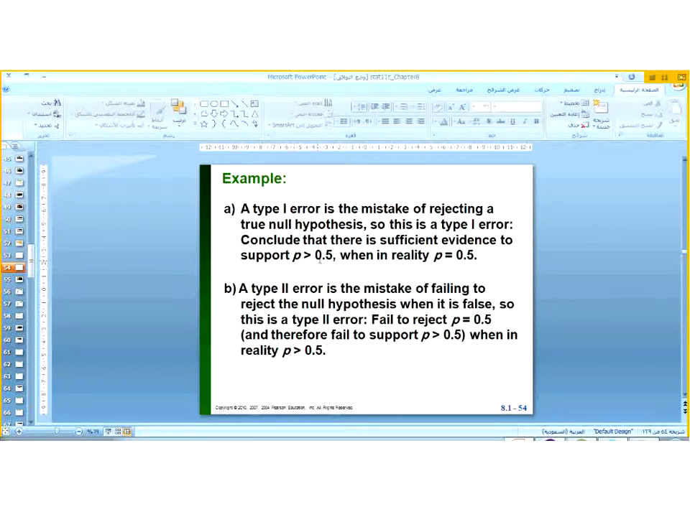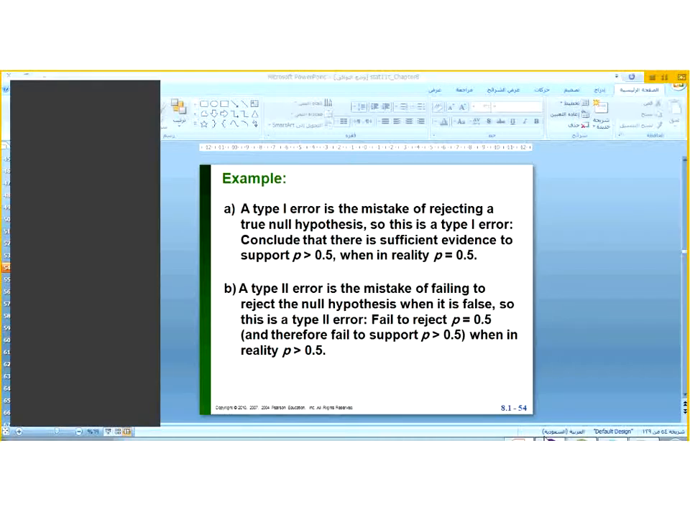That is, we conclude that there is sufficient evidence to support p greater than 0.5 when in reality p equals 0.5. Okay. In the same way, what's the type 2 error? Is it rejecting or not rejecting? It would be failing to reject p equals 0.5 when in reality p is greater than 0.5.